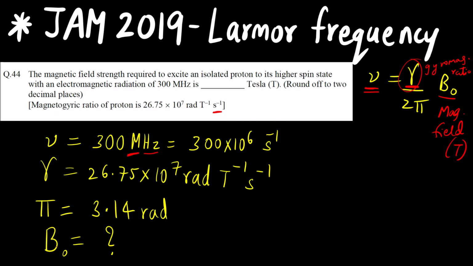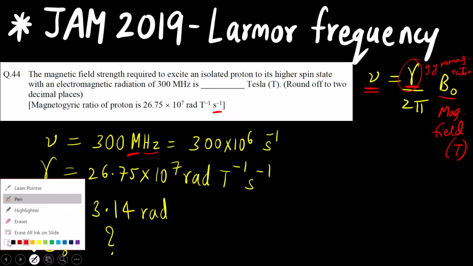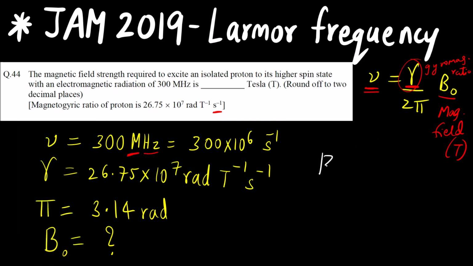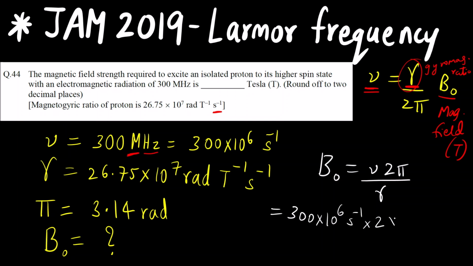So we want B0. Now we have all the values, so we can just substitute and find the value. B0 will be, cross multiplying, nu into 2 pi divided by gamma. What is the value of frequency? 300 into 10⁶ second inverse, into 2 into pi, whose value is 3.14 radian.